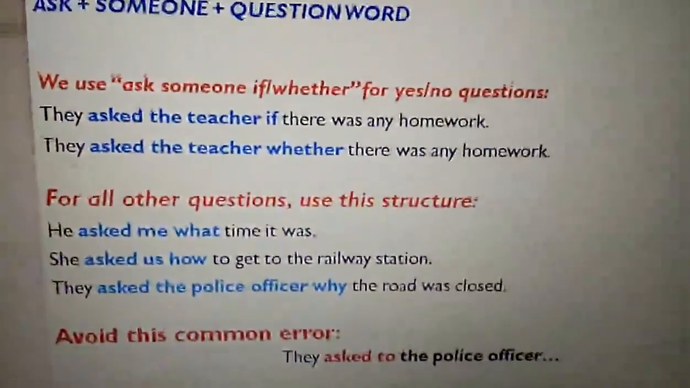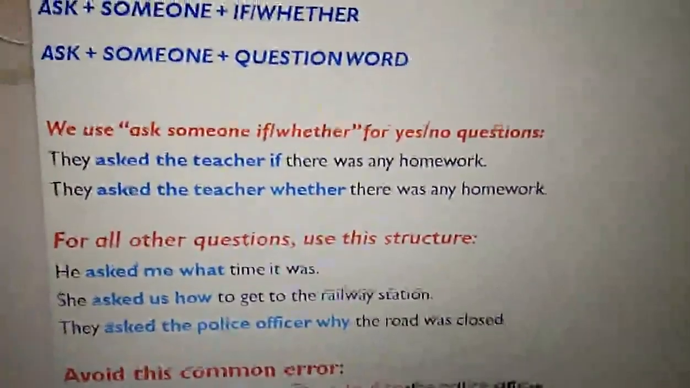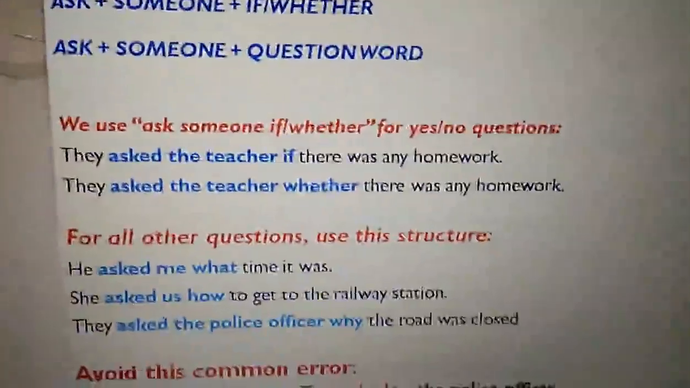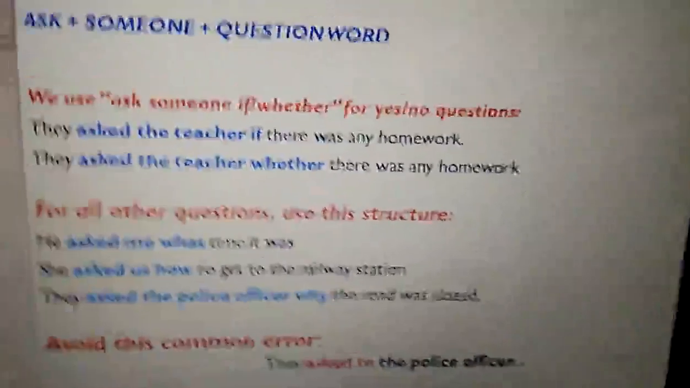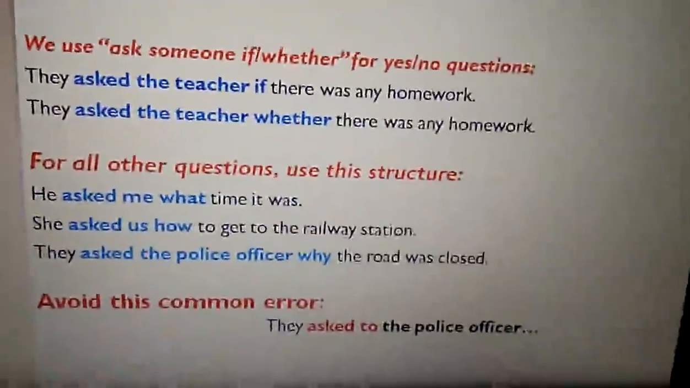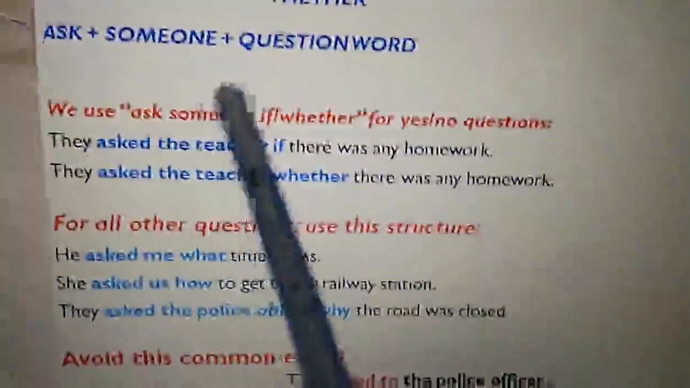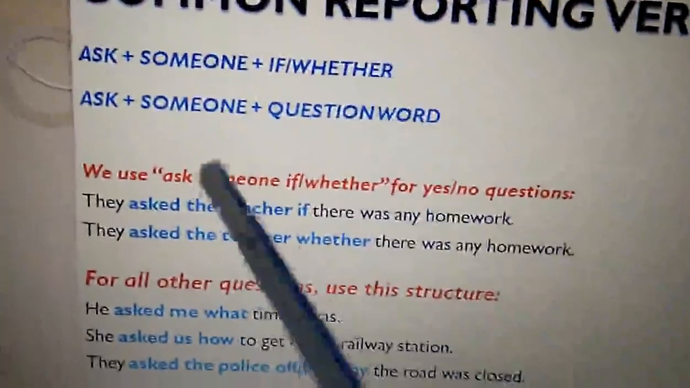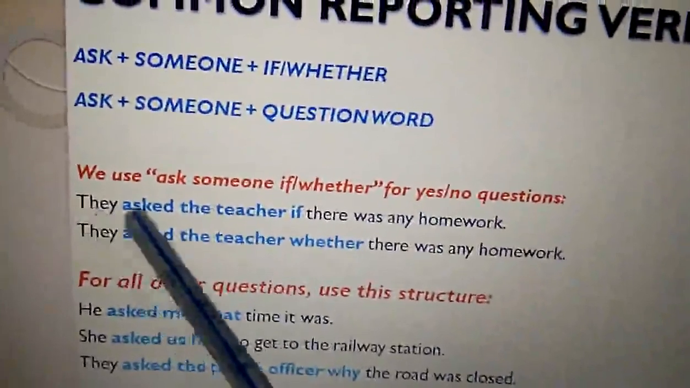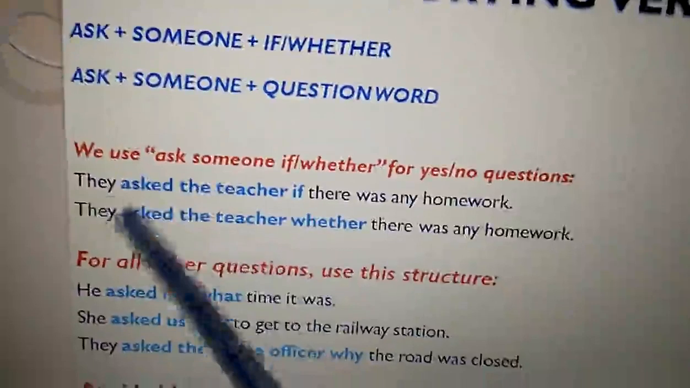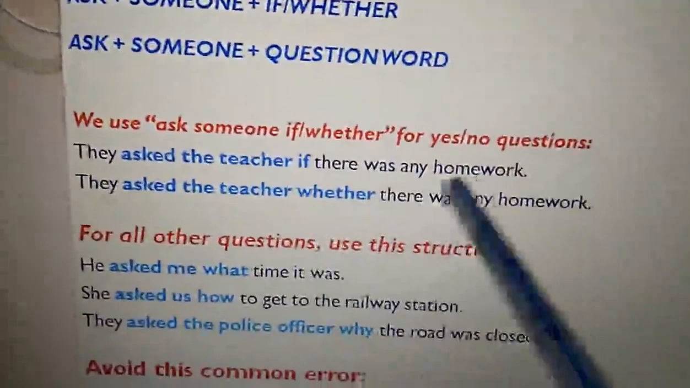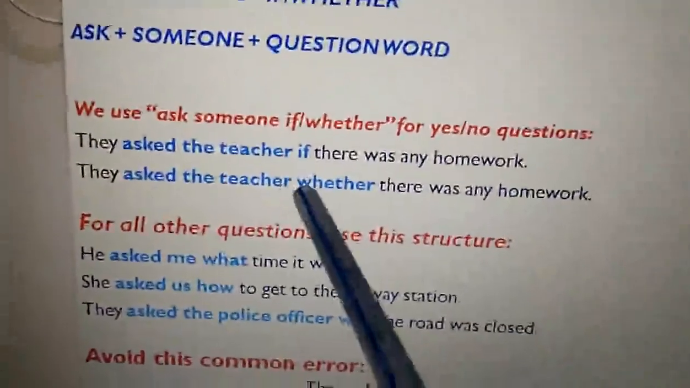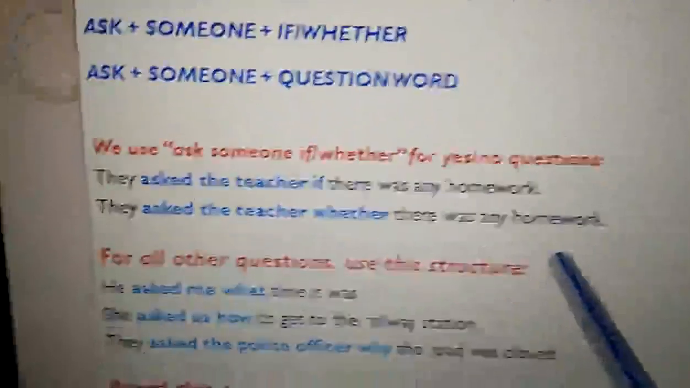these changes. There are two types of questions, as we know: questions which we form with helping verbs and questions which we form with question words. When we frame questions with helping verbs, usually the first pattern is used. When we convert that into indirect speech, the sentence would come like this: They asked the teacher if there was any homework. They asked the teacher whether there was any homework.